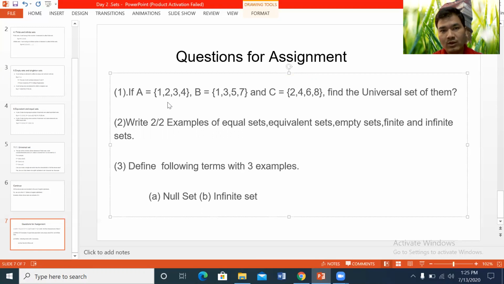A equals 1, 2, 3, 4. B equals 1, 3, 5, 7, and C equals 2, 4, 6, 8. Find the universal set of them, and write two examples of equal sets and equivalent sets, empty sets, finite sets, infinite sets. And define the following terms with examples. Three examples you have to give. Null set, 3 examples. Infinite set also, 3 examples.